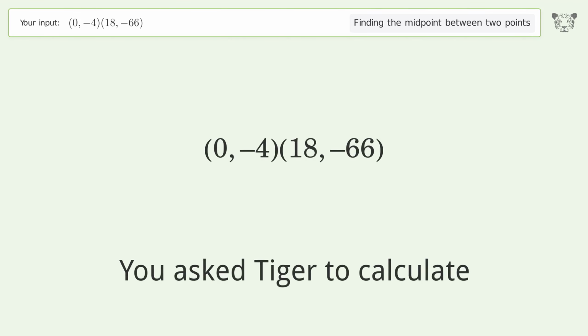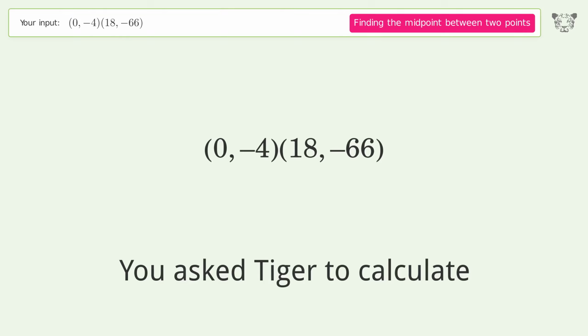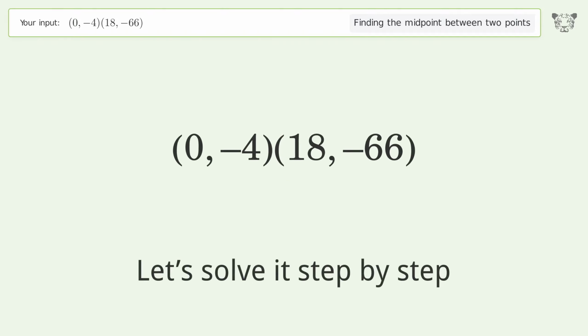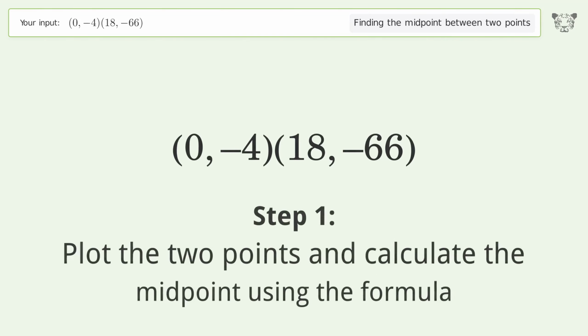You ask Tiger to calculate. This deals with finding the midpoint between 2 points. The midpoint between the 2 points is 9, -35. Let's solve it step by step. Plot the 2 points and calculate the midpoint using the formula.